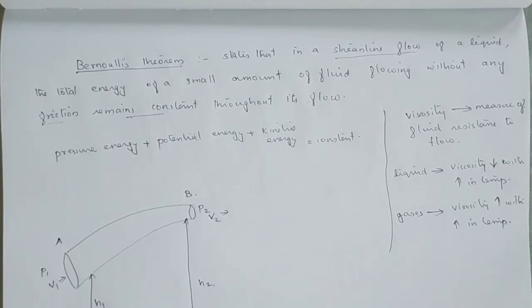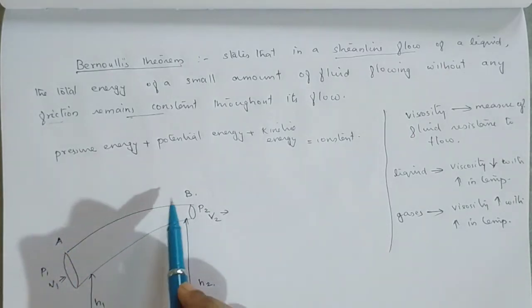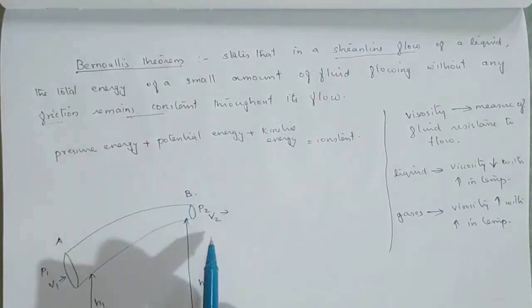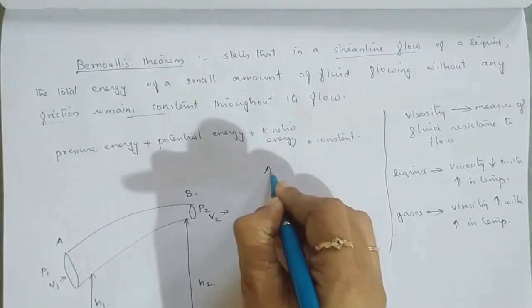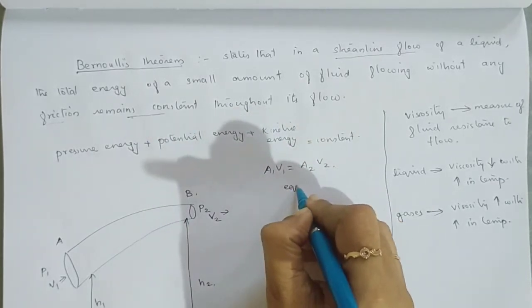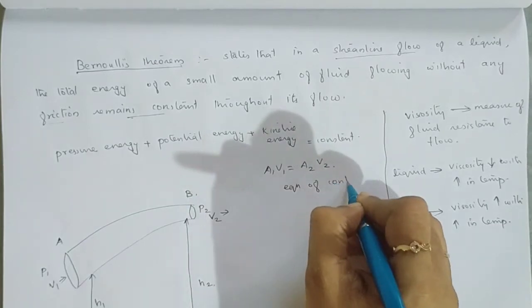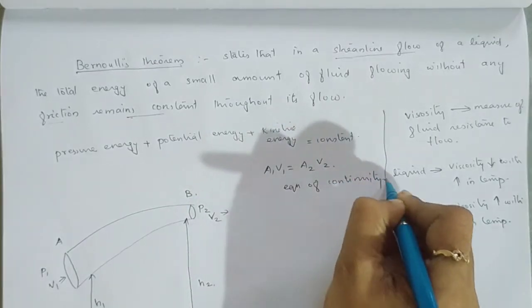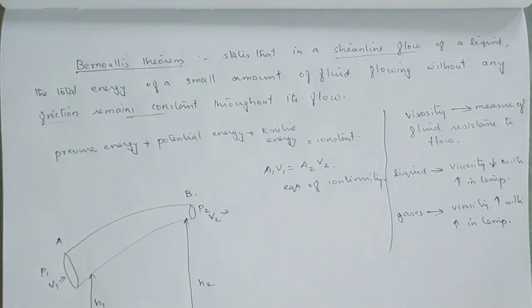According to the equation of continuity, the volume flow per second at this end must be equal to the volume flow per second at the end B. That is A1 v1 equals A2 v2. That is the equation of continuity. Now we consider a mass m of liquid entering the pipe through the area of cross section A.